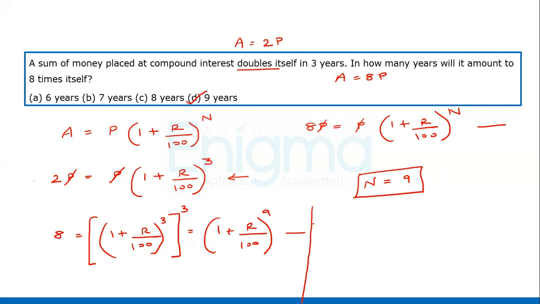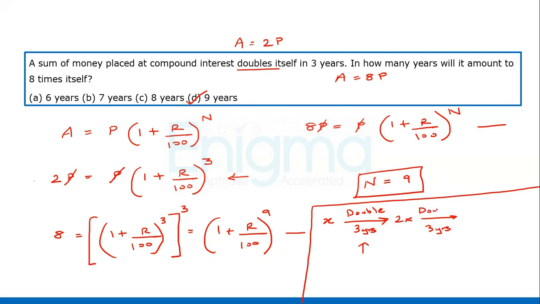Now, there is another approach as well, which we can use over here. That is the amount, the principal becomes 10 times in a specific time duration. Okay, so if I have invested X, now it is getting doubled in 3 years. Okay, so this remains constant, double in 3 years. So X becomes 2X.